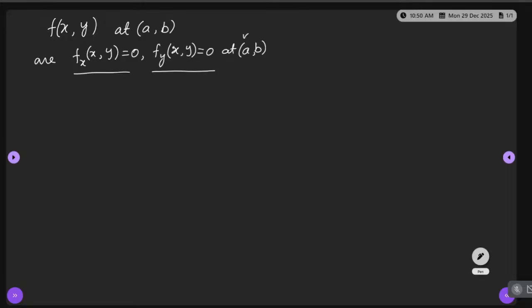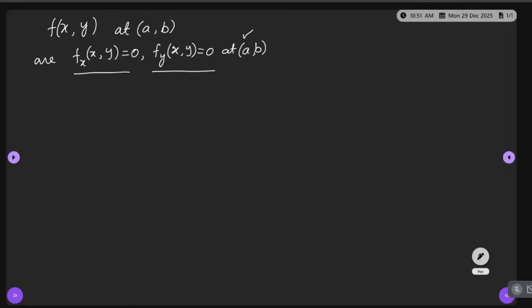Now write down the points at which the above two conditions are satisfied. The points at which the above two conditions are satisfied are known as stationary points, right?